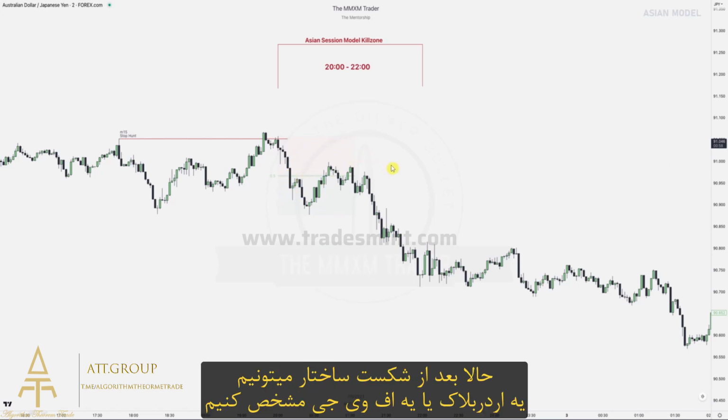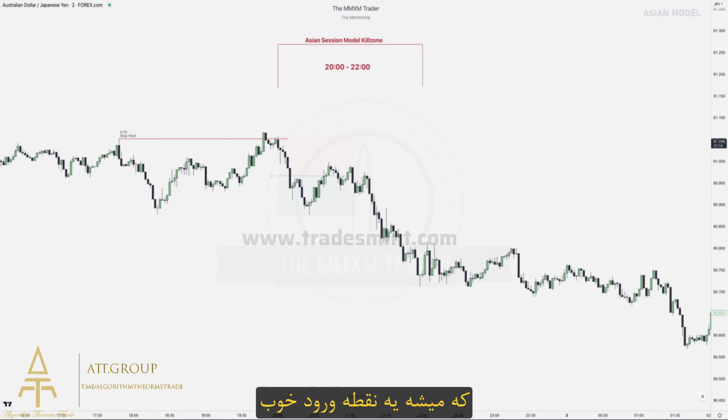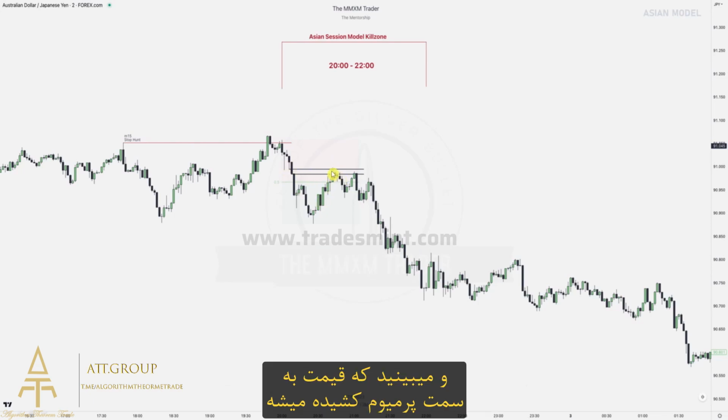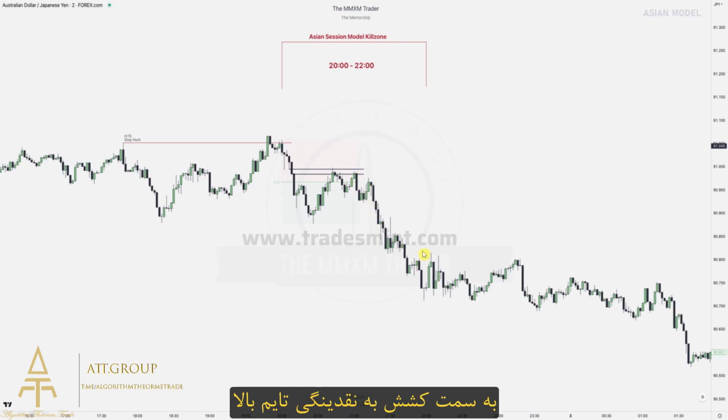Now we can outline an order block or a fair value gap after that break of structure, and that should be a solid entry point. So over here we've got a 2-minute fair value gap right over here. And you can see price draws back into premium, then respects it, dips in one more time, and then declines lower in our higher time frame draw on liquidity.